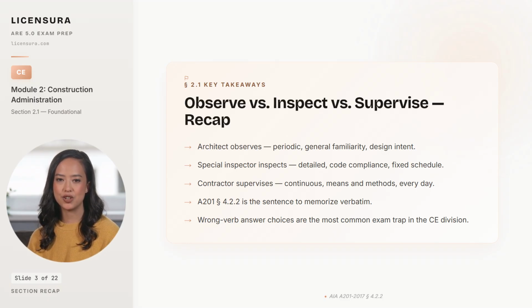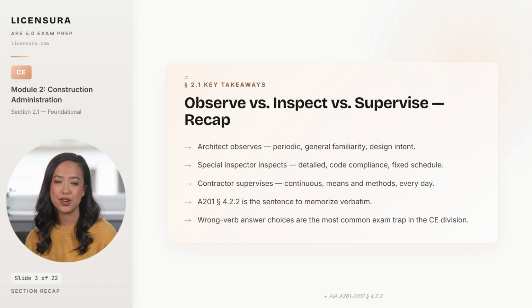And the most common trap in the entire CE division is the wrong verb answer choice, the one that puts the architect in the inspector or supervisor column when the question is testing whether you know the architect is the observer. Train yourself to scan answer choices for those 3 verbs first, and a meaningful percentage of CE points become free.